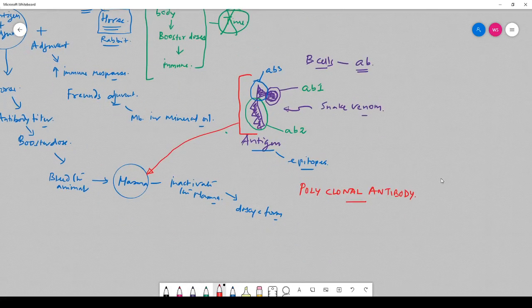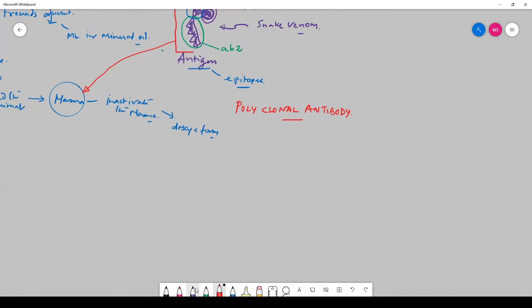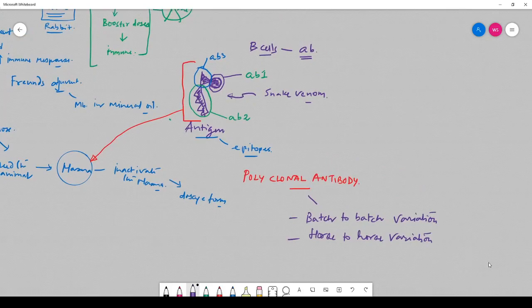So what is the problem with this antibody? Batch to batch variation will be there. There will be a horse to horse variation. In some batch, AB2 will be greater, in some batch AB1 will be greater, in some batch AB3 will be greater. You immunize one horse, and in that horse maybe AB3 is more than AB1 and AB2. The next horse will produce more AB1 compared to AB2 and AB3. So this is the problem. As a result, standardization of the vaccine becomes difficult.